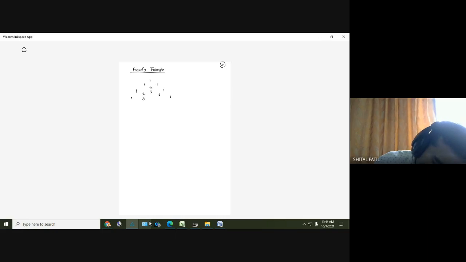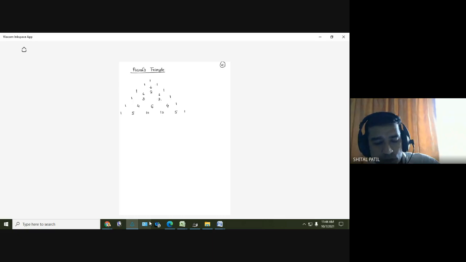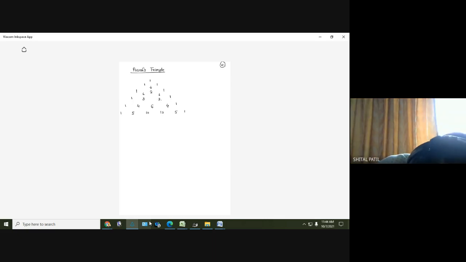2 plus 1, 3. Again the next term, 1, 1. Now 1 plus 3, 4. 3 plus 3 is 6. 3 plus 1, 4. In this way we can write the different numbers. 4 plus 1, 5. 10. This will also be 10. This will be 5. And what is the use of this Pascal's triangle? Very simple. These are the coefficients of A and B. If we expand A plus B raised to 0, that is 1.